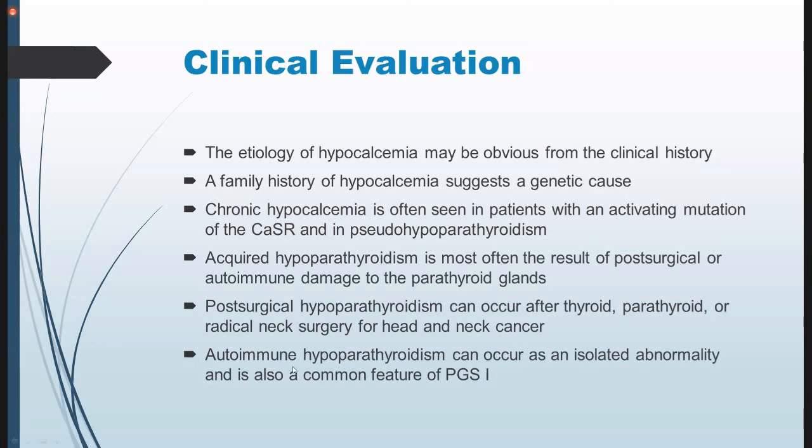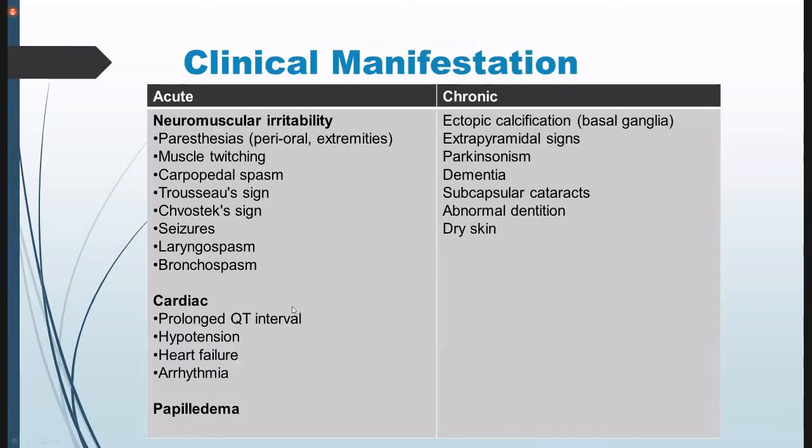And then autoimmune hypoparathyroidism can occur as an isolated abnormality or can also occur as a common feature of polyglandular syndrome type 1. Now, these are the clinical manifestations of acute and chronic hypocalcemia. I'm not going to go through them. I've already explained them when I was dealing with total thyroidectomy, total parathyroidectomy and hypocalcemia after that. So acute manifestation is all well known now.